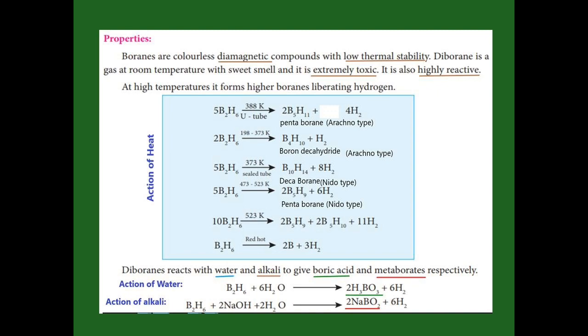Now diborane, when it reacts with water, gives boric acid along with hydrogen. Then diborane reacts with sodium hydroxide, that is alkali, in the presence of water. It gives sodium metaborate plus hydrogen. Sodium metaborate formula is NaBO2.